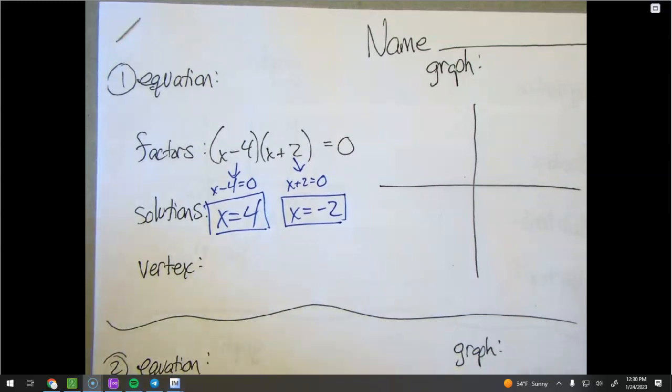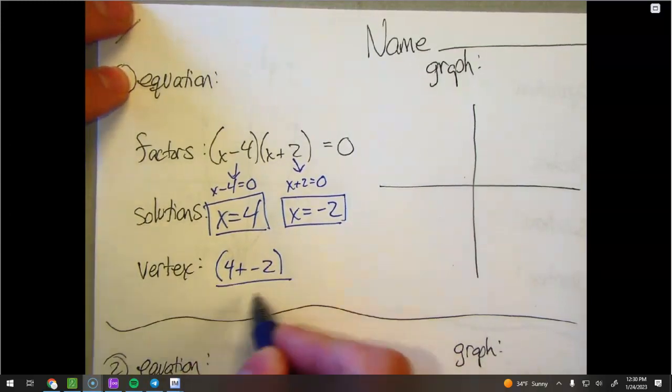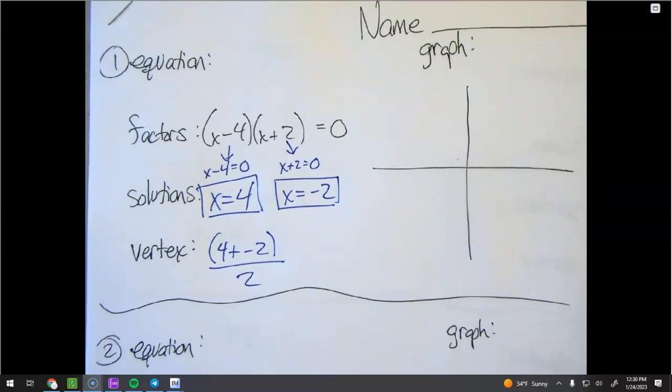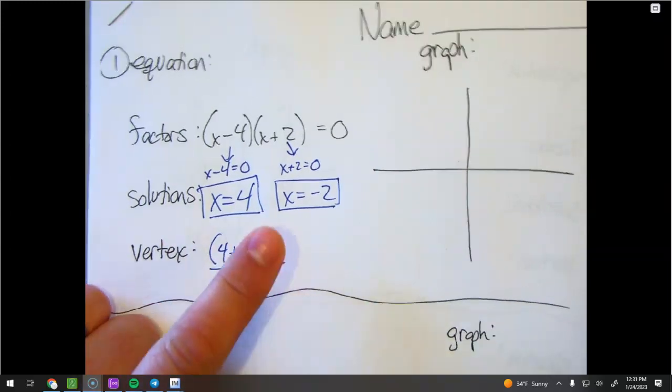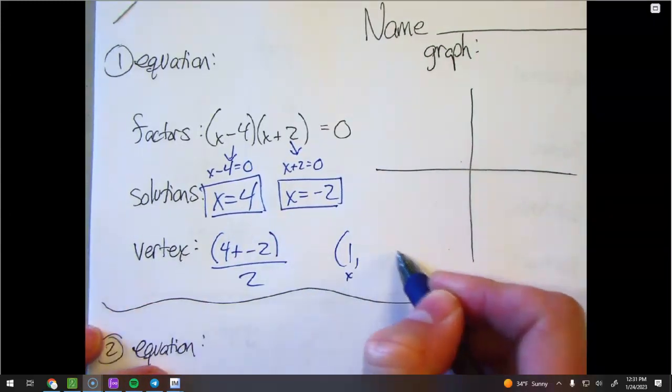Anybody else give me another step? Or anything else I can find? I can do the vertex. We're just going to make Maddie do everything. 4 minus 2 divided by 2. So I add up the two solutions, and I divide that by 2. Make sure if you're doing it in your calculator, you put it in parentheses. Or just don't use your calculator. So what's 4 plus negative 2? 2. 2 divided by 2 is 1. So that's the x value of your vertex.